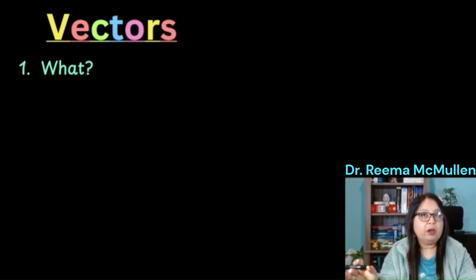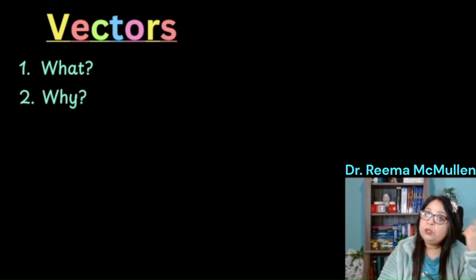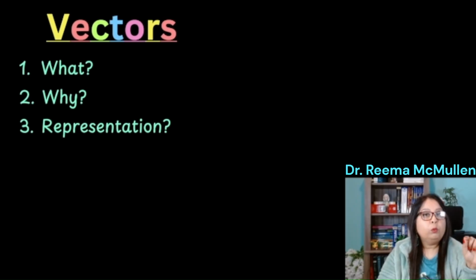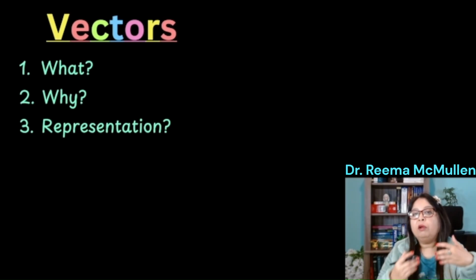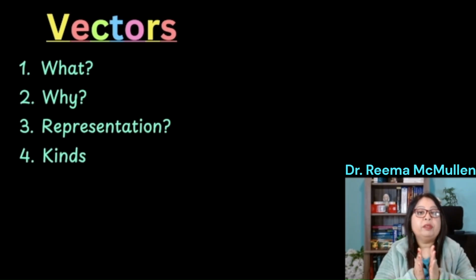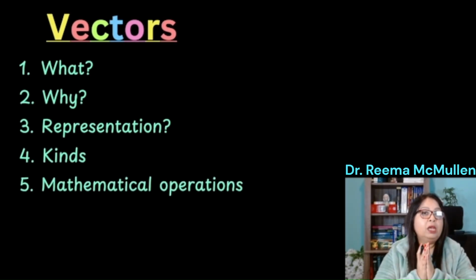In this chapter, the first thing that we're going to discuss is what are vectors? And once we have figured out what vectors are, next thing we're going to look at is why do we need vectors? What is the need for using vectors? All right. And once we know what vectors are, why we need them, then we are going to look at how to represent them in physics. And after learning how to represent vectors, we're going to look at how many different kinds of vectors are there and how to perform mathematical operations on vector quantities.